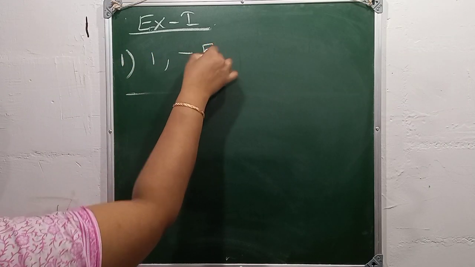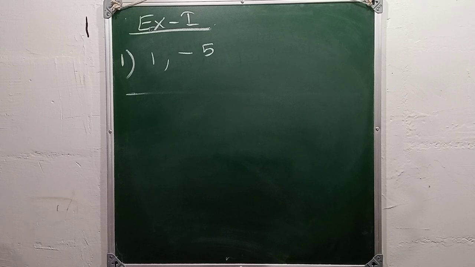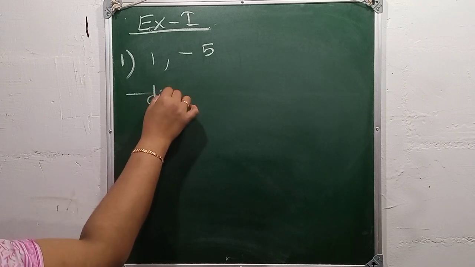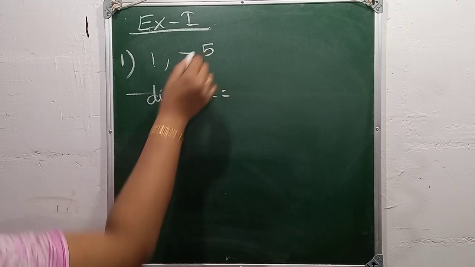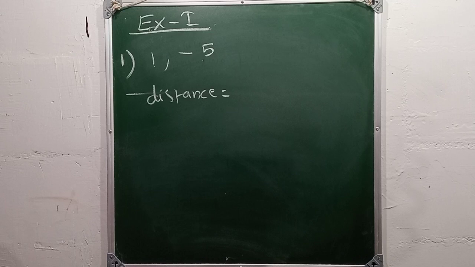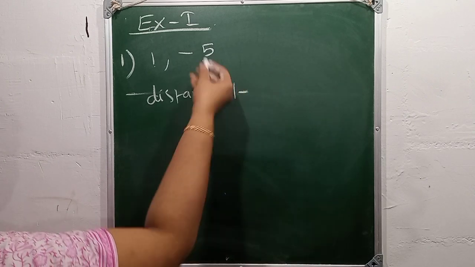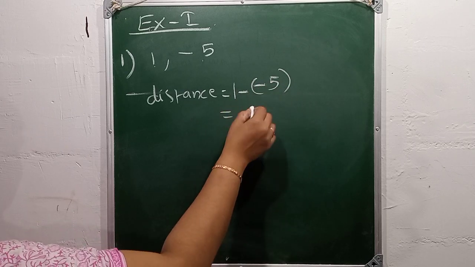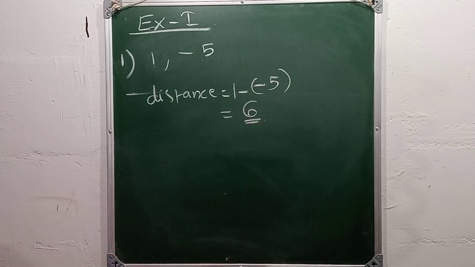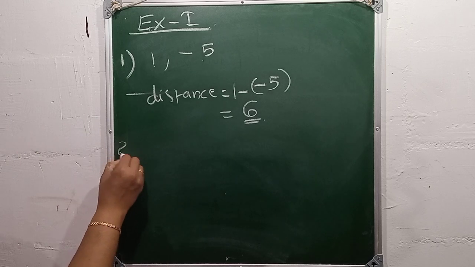Okay, first we are going to find out the distance between the points 1 and -5. We need to find out the distance between these 2 points. And how do we find the distance? Distance is equal to, in 1 and -5, which one is larger? We know that a positive number and a negative number, the positive number is always larger, right? So 1 minus the smaller number, -5. So 1 minus -5 is equal to 6. Okay, the distance between the points 1 and -5 is 1 minus -5, which is equal to 6.